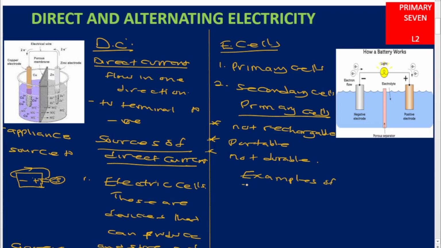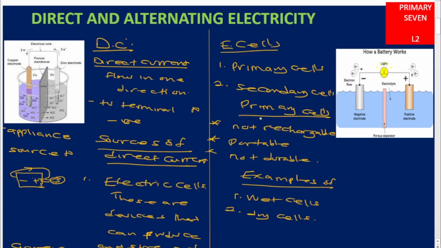Examples of our primary cells. Number one, we have what we call wet cells. Number two, we have what we call dry cells. Those are the two examples of primary cells. The disadvantage with these primary cells is that they are not rechargeable, they are portable, and again they are not durable. So the sequence is dry cell, wet cell. They give us primary cells.